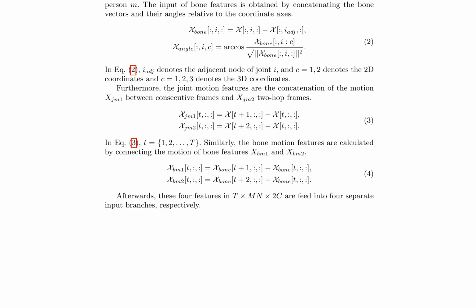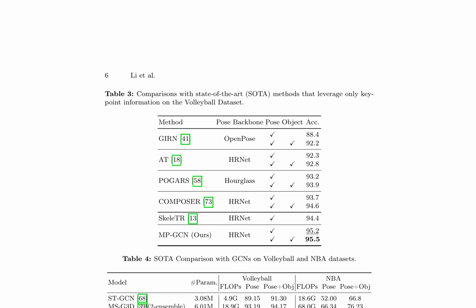This approach demonstrates the effectiveness of incorporating motion information into the feature extraction process for improving MCA accuracy in skeleton-based group action recognition tasks. The paper presents a comprehensive analysis of various methods in skeleton-based action recognition, focusing on the volleyball and NBA datasets. It compares keypoint-based methods and graph convolutional networks, GCNs, to demonstrate the effectiveness of the proposed multi-person graph structure. Table 3 illustrates the comparison with state-of-the-art methods that leverage only keypoint information on the volleyball dataset, where our method achieves the highest accuracy of 95.5%.